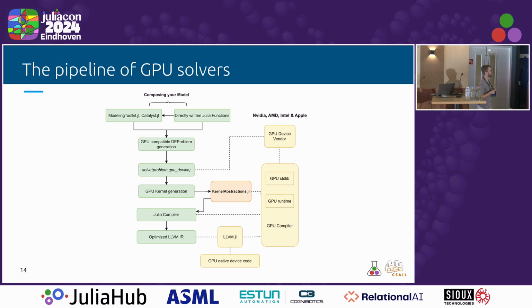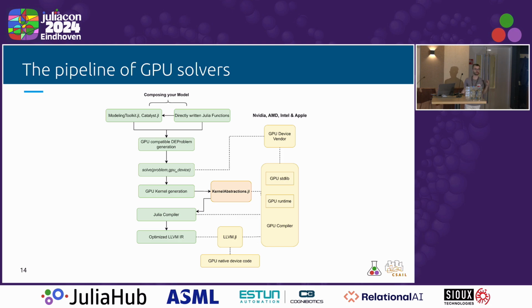And then from there, we generate the ODE problem. Because we have symbolic frameworks at the top of this pipeline, we can make sure that we only generate GPU-compatible code. And then when you call the solve of the problem with a GPU, we will generate a kernel, going through KernelAbstractions, which uses the Julia compiler with a bunch of specialized things to make it not generate CPU code, but instead generate GPU code. That produces optimized LLVM IR in the same way that the Julia compiler does, because LLVM can also compile for GPUs as well as CPUs. And then that gives you GPU native device code.